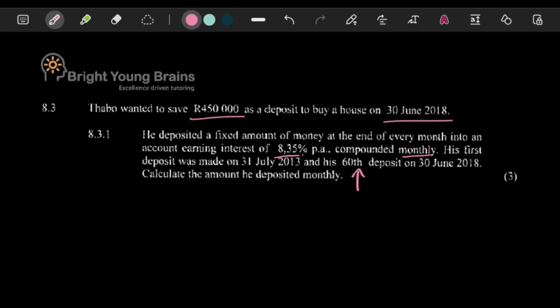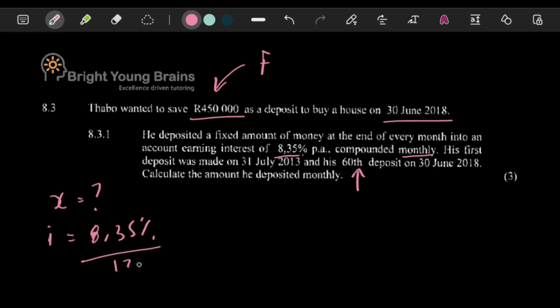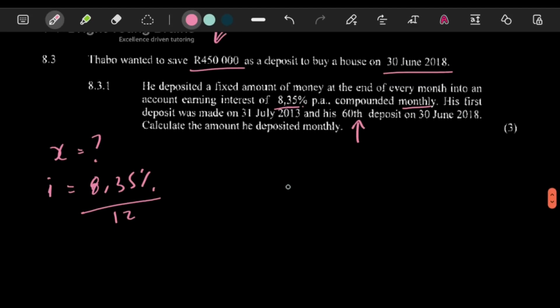Sure, this question looks so familiar, but let's see here. So he wants to end up with this much at the end of the day. So he's making fixed deposits, and we don't know what the fixed deposits are. But it says he's saving money, earning interest at this much. So the interest rate is 8.35% compounded monthly. His first deposit is made on the 31st of July, so at the end of July, right?